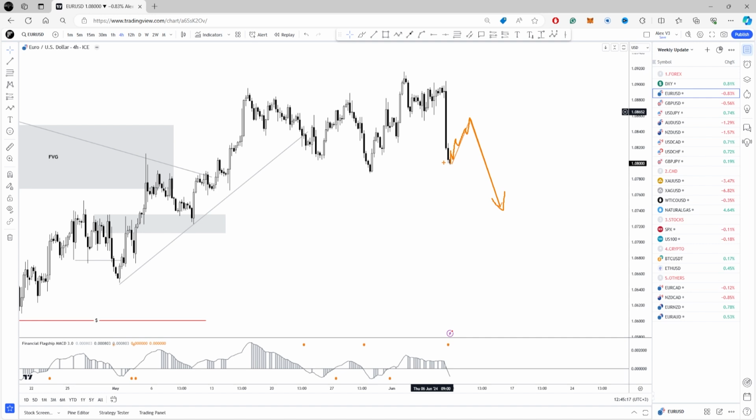So we have to take it step by step, and considering the fact that DXY is bullish, I'm expecting this one here to make a consolidation and then drop because it's the opposite of the DXY. So let's look for a consolidation in the beginning of the week, then a drop towards the downside.